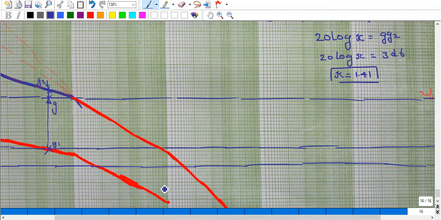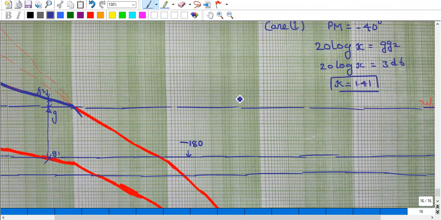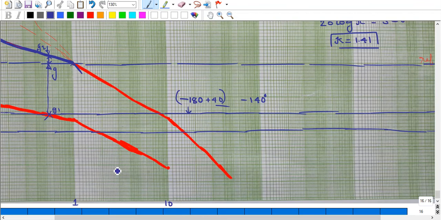So we have identified the value of K by substituting into the formula 20 log K equal to G2. So, a simple construction, let me tell you. This particular line, if you see, is the line that we have drawn, minus 180 degrees, and they have given phase margin as 40. So let me substitute the 40, so we'll get minus 140 degrees, that is the particular line.